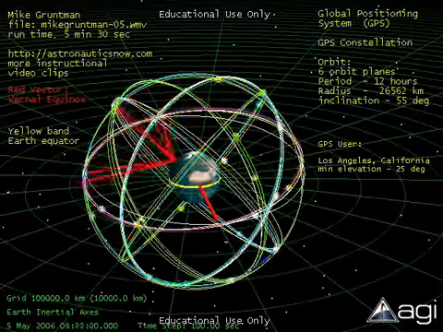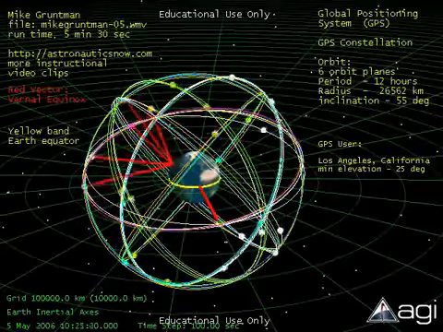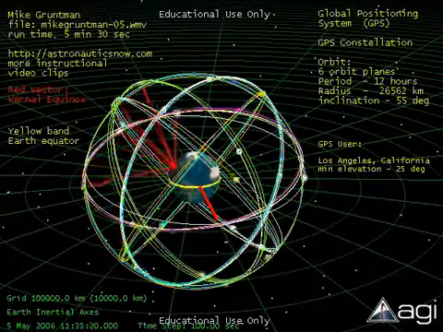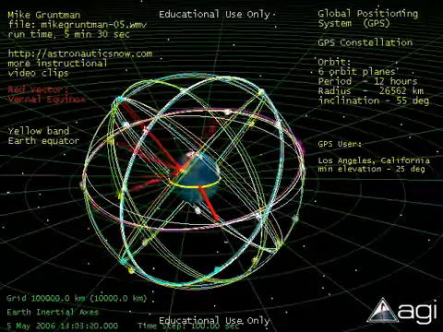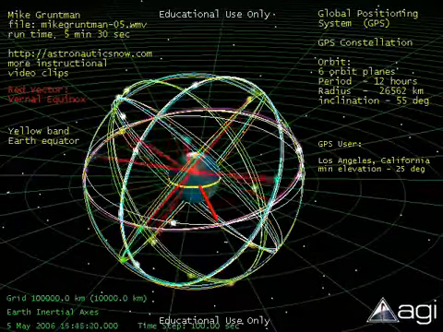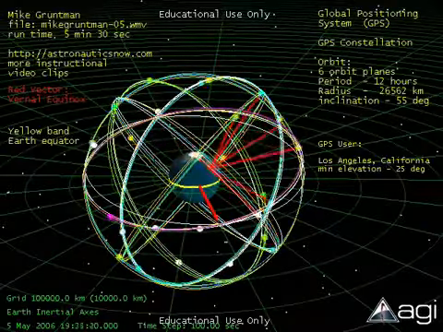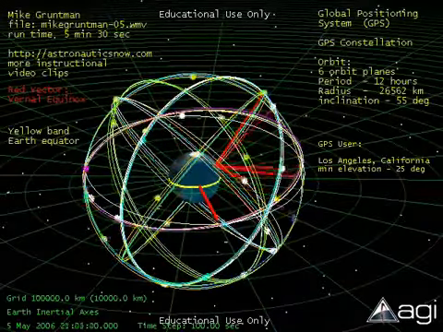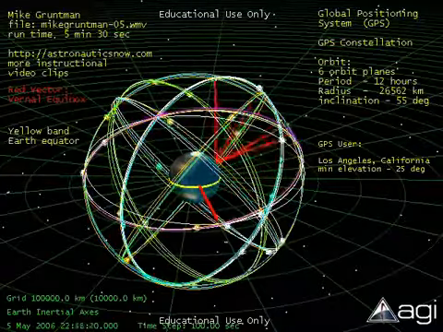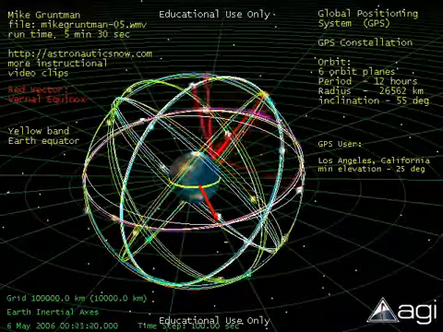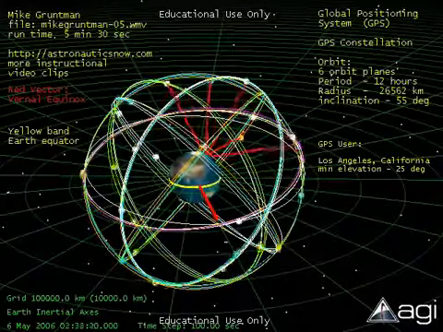The GPS constellation consists of at least 24 satellites. All satellites are in orbit with a period of 1/2 of one sidereal day, roughly 12 hours. Orbits are circular with a radius of 26,562 kilometers and inclination 55 degrees.